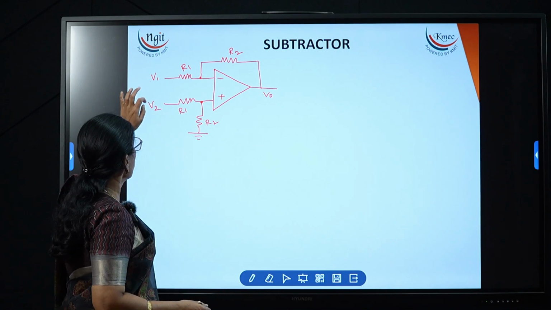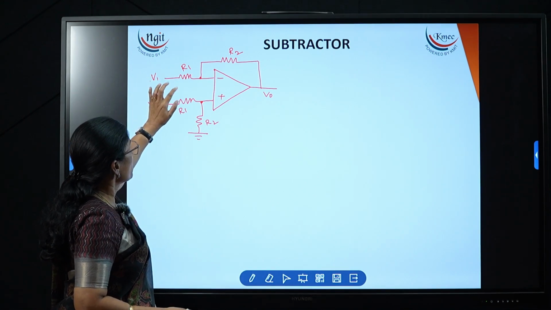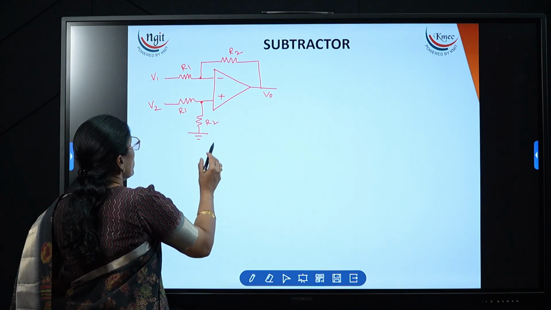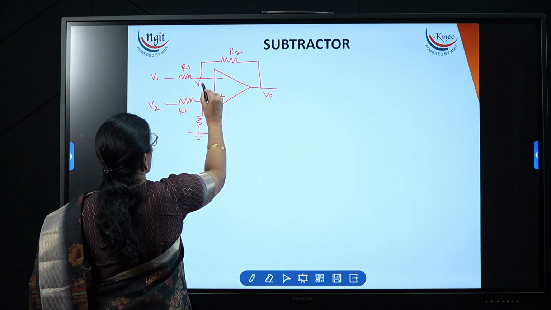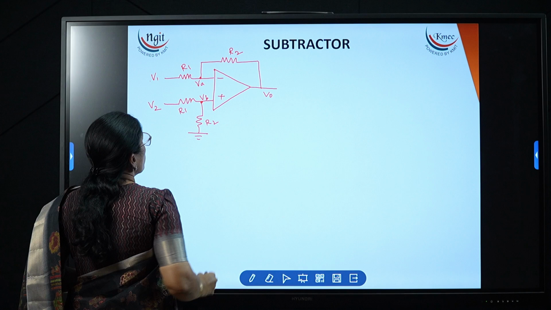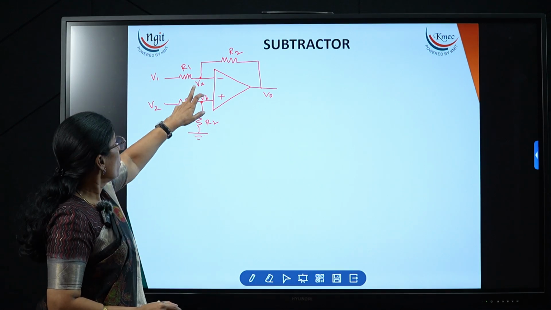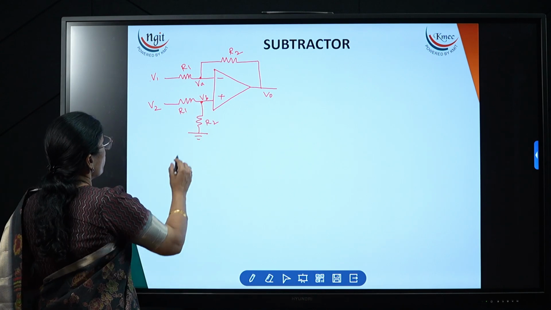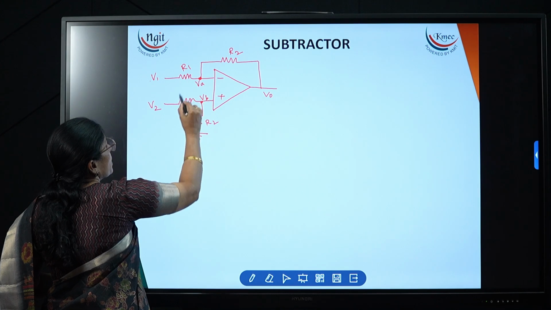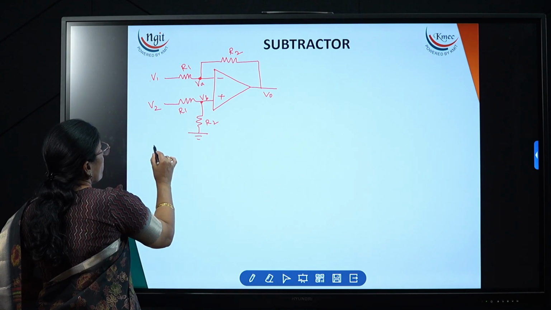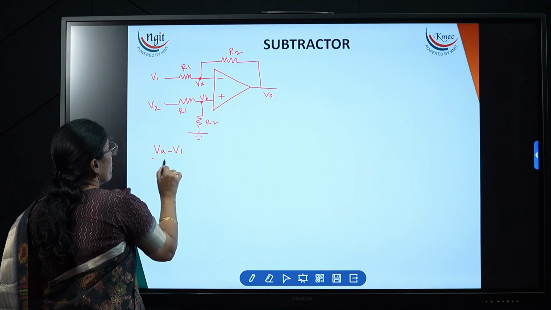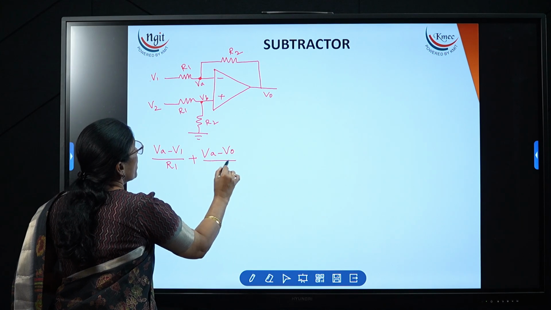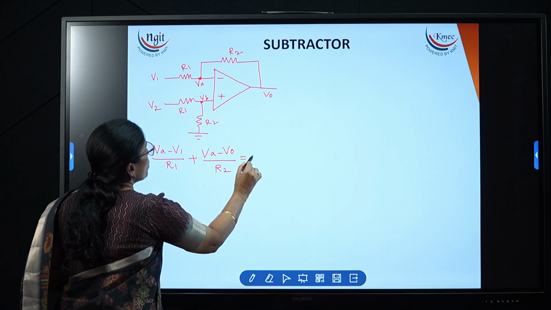Okay, now here V1 is applied, V2 applied. Both the resistor values are the same, and here also the feedback resistor and this resistor values are the same, and V0. Now if I assume the voltage here is VA and here it is VB, we need to apply nodal analysis at A and also at B. So VA, VB both we need to write. First I take the nodal analysis at point A, then I get (VA minus V1) divided by R1 plus (VA minus V0) divided by R2 is equal to 0.